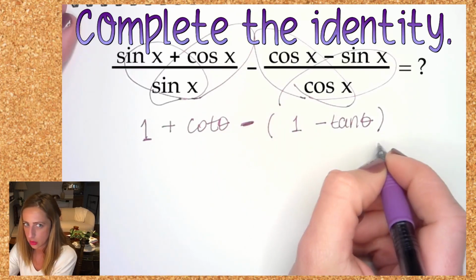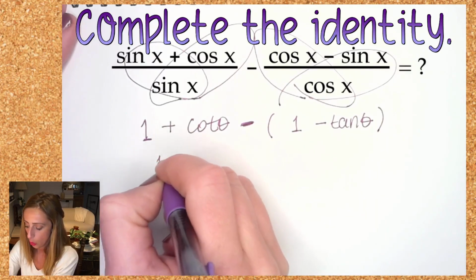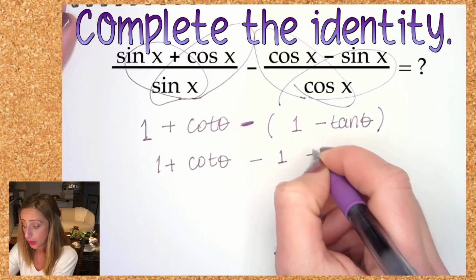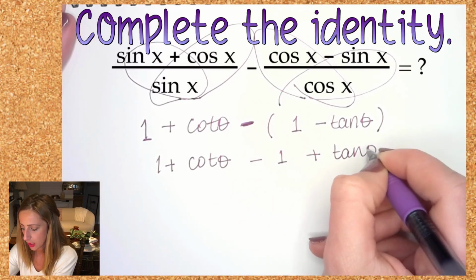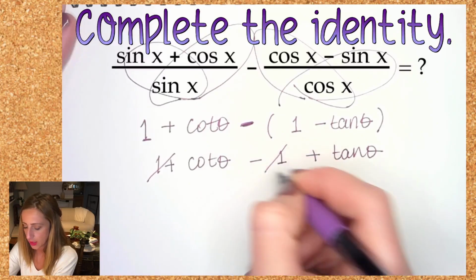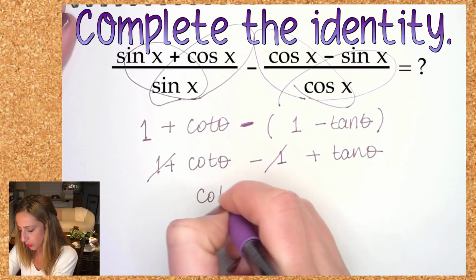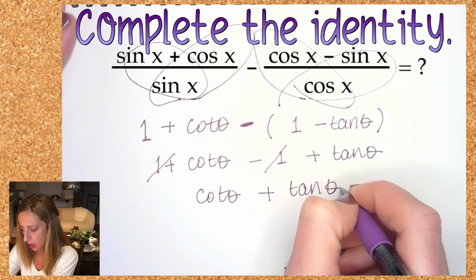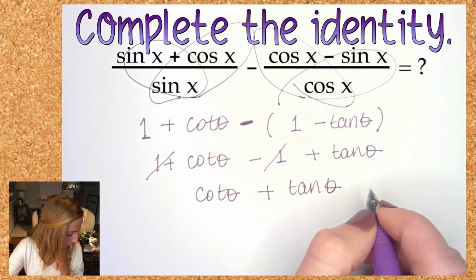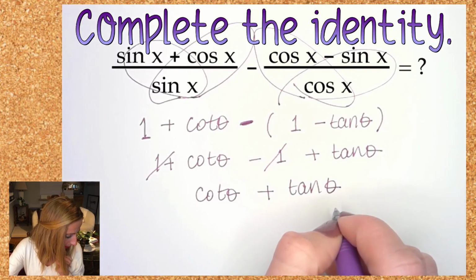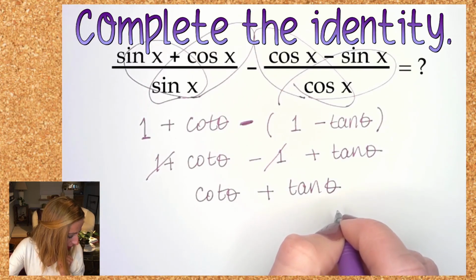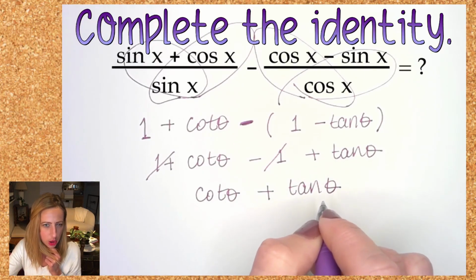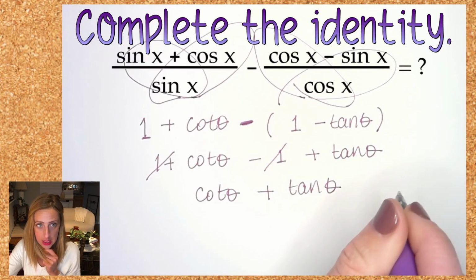In the next step, I'm going to open the parentheses now. Some people might try to do this all in one step, totally fine. 1 plus cotangent theta minus 1 plus tangent theta. 1 minus 1, adios, and you're left with cotangent theta plus tangent theta. So that is one way to look at this, but I believe they took it further, because I believe this one might be a multiple choice question.